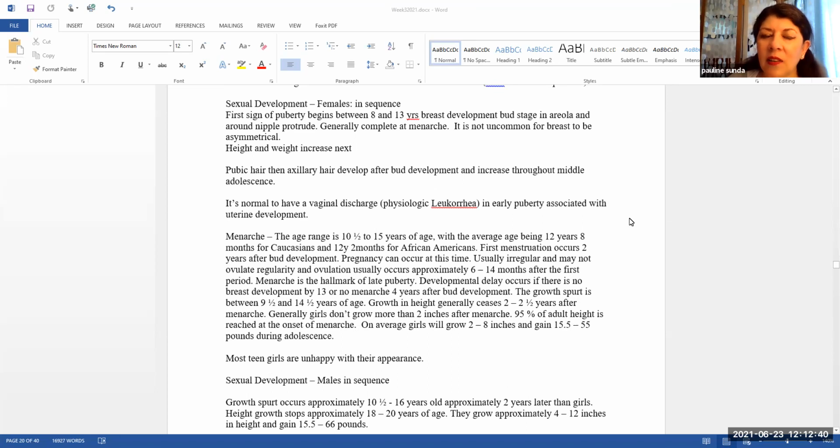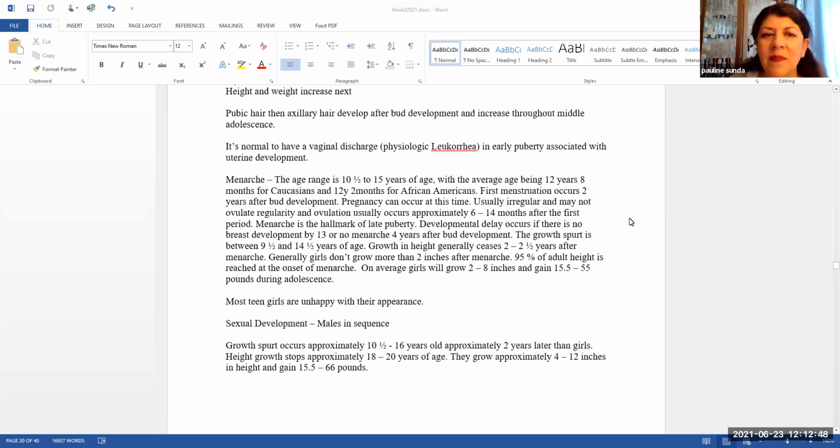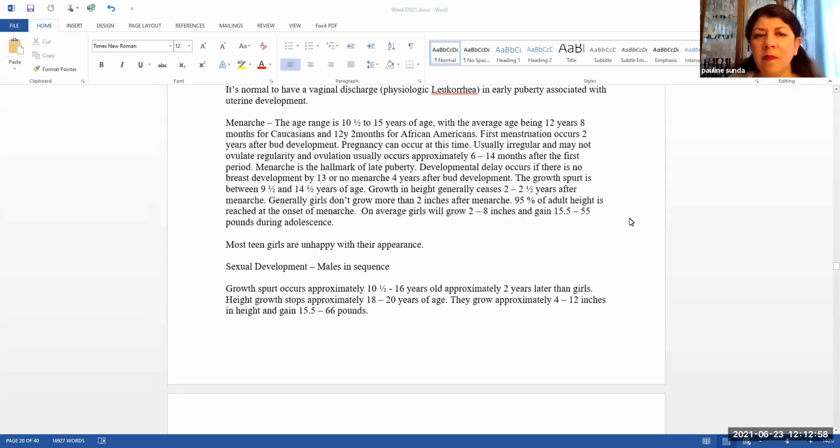Height and weight increase next. Pubic hair, then axillary hair develop after bud development and increase throughout middle adolescence. It is normal to have a vaginal discharge called physiologic leucorrhea in early puberty associated with uterine development.